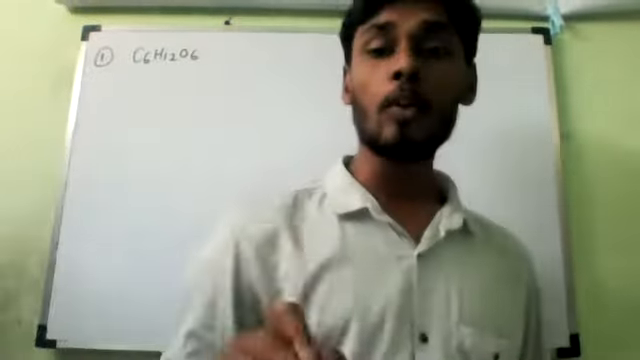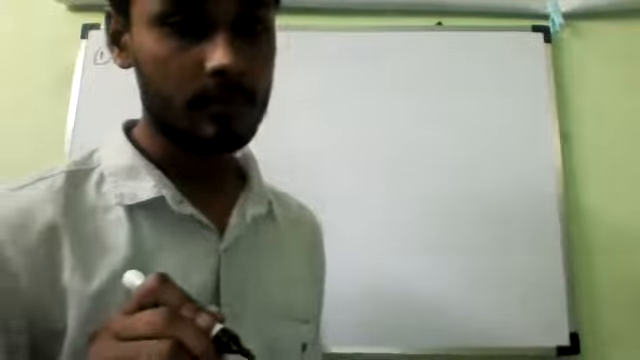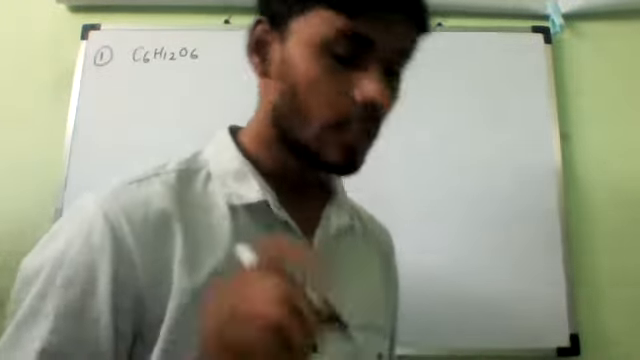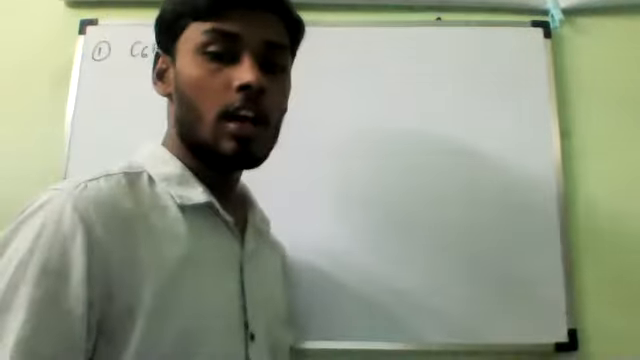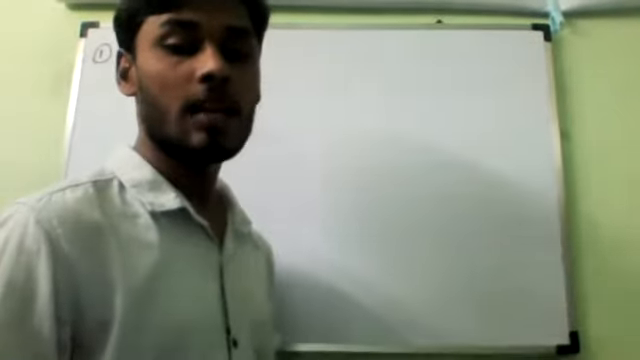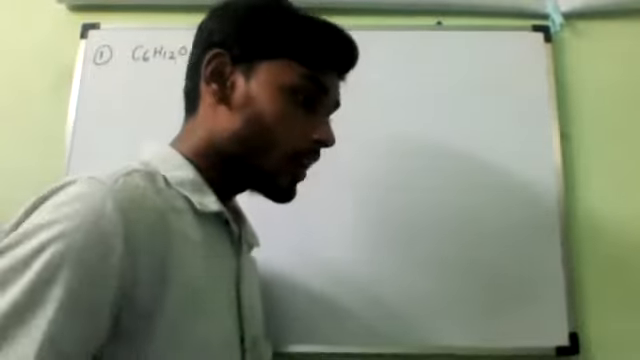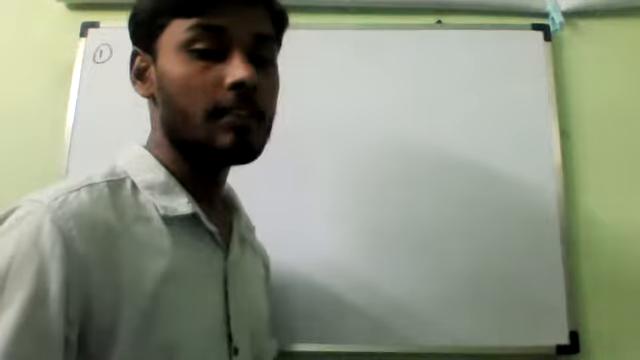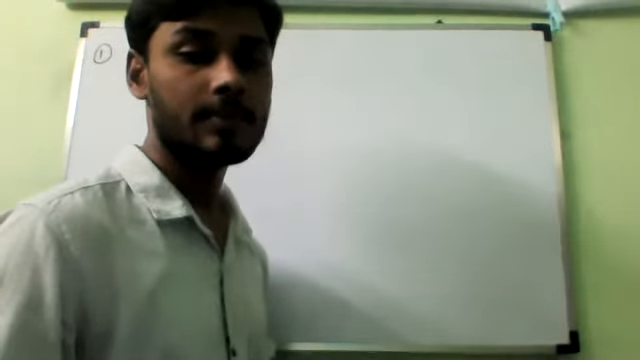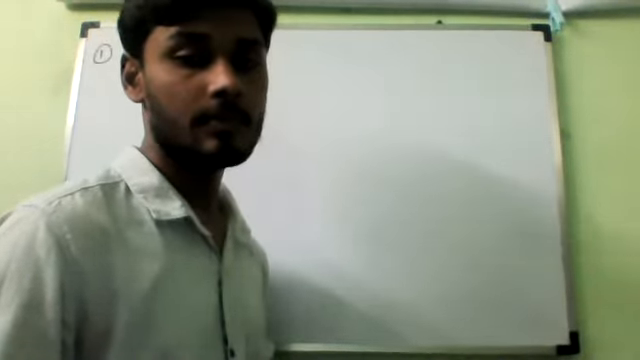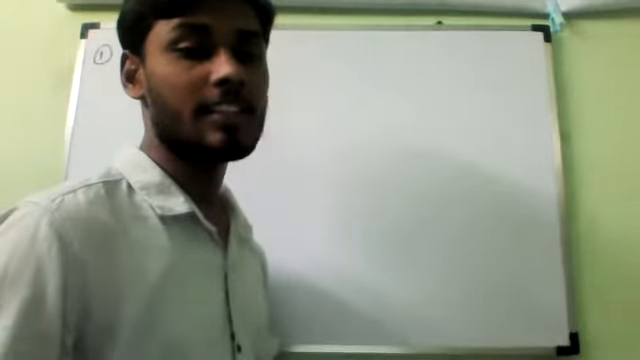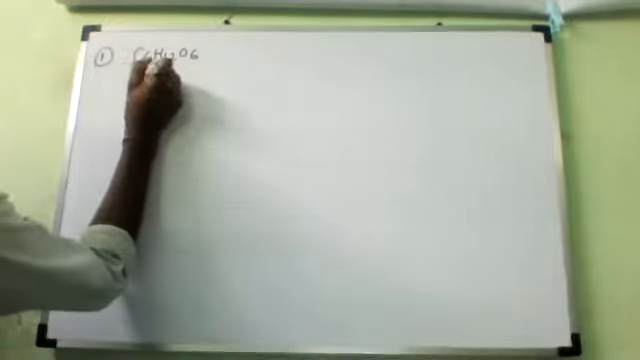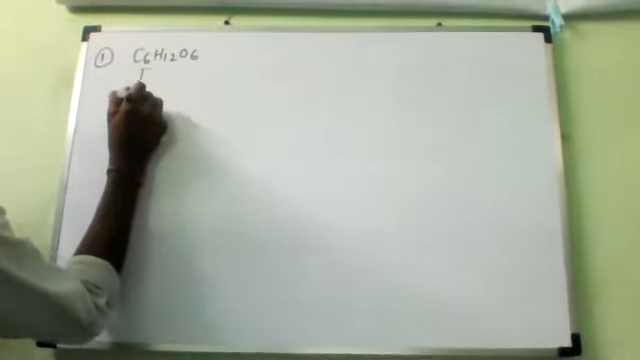Simple food or complex food? Simple food. Now if you observe, can you say how many carbons are present in this glucose? 6. How many carbons are present in this glucose? 6 carbons.